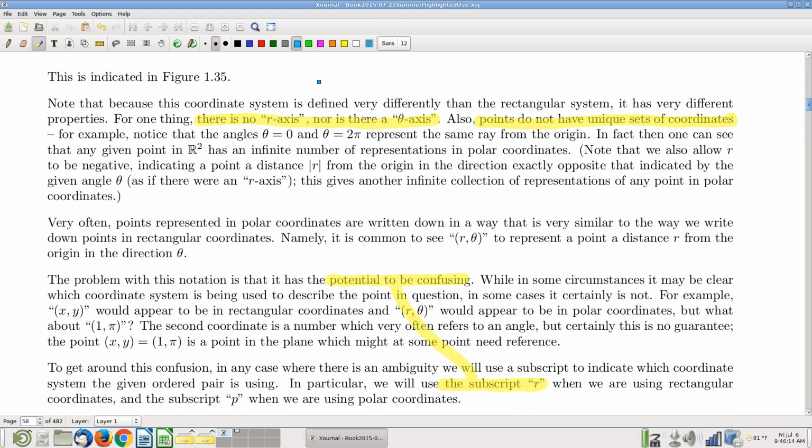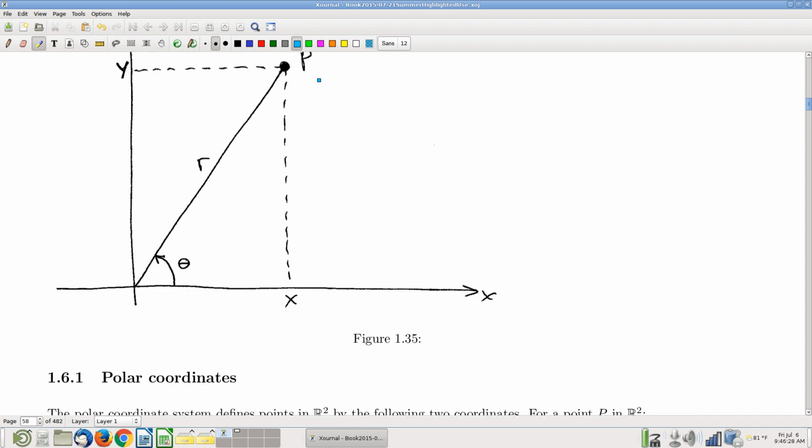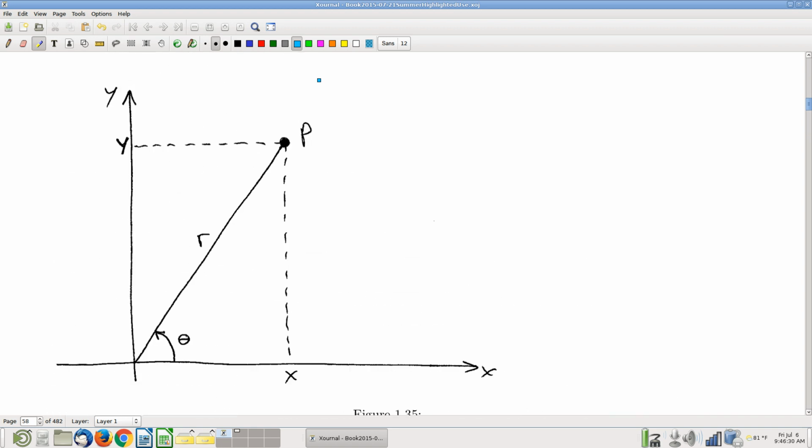Okay, so there are a couple of awkward things about the polar coordinate system, compared with the rectangular system. We have an x-axis and a y-axis. With polar coordinates, there aren't really axes like that. There is no theta axis exactly, right? So it's a little unfamiliar in that sense. So, heads up.